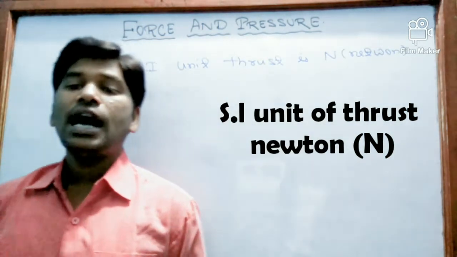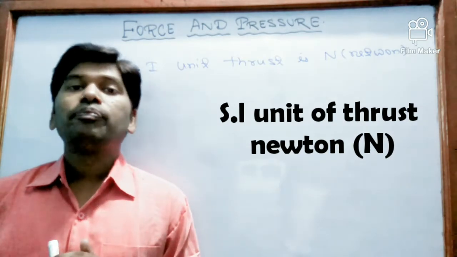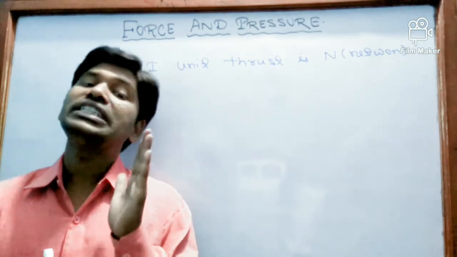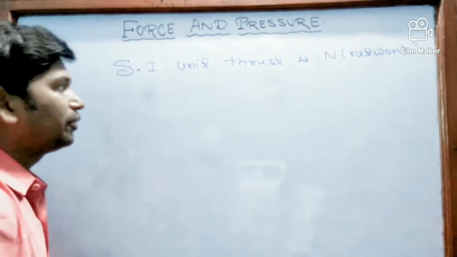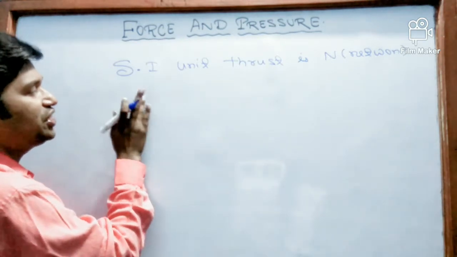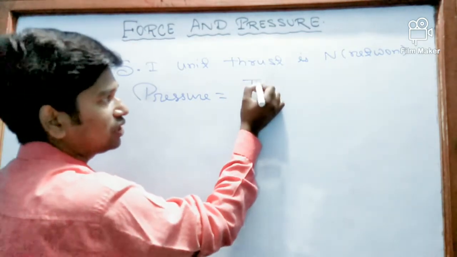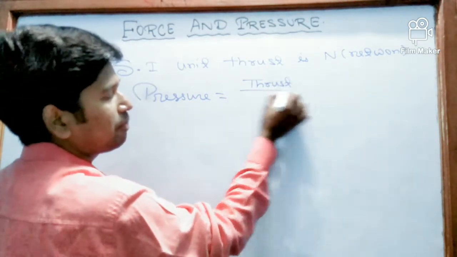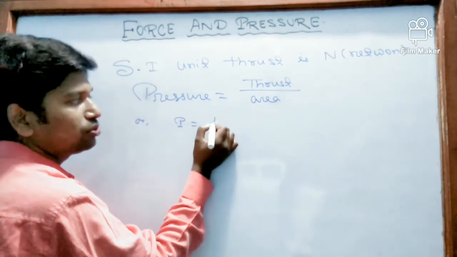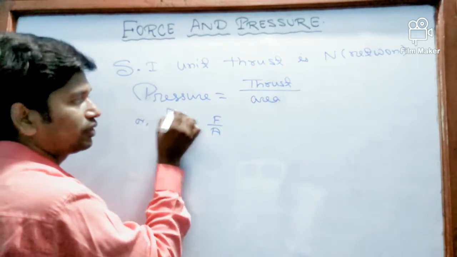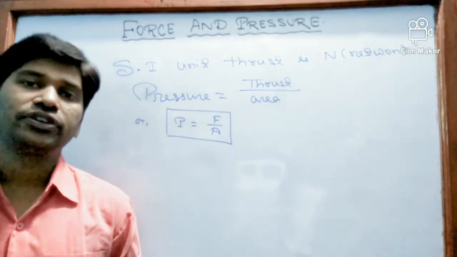Now we can see about pressure. The thrust acting per unit area of a body is called pressure. That is, we can write it as pressure is equal to thrust by area, or P is equal to F by A. This is the mathematical form of pressure.